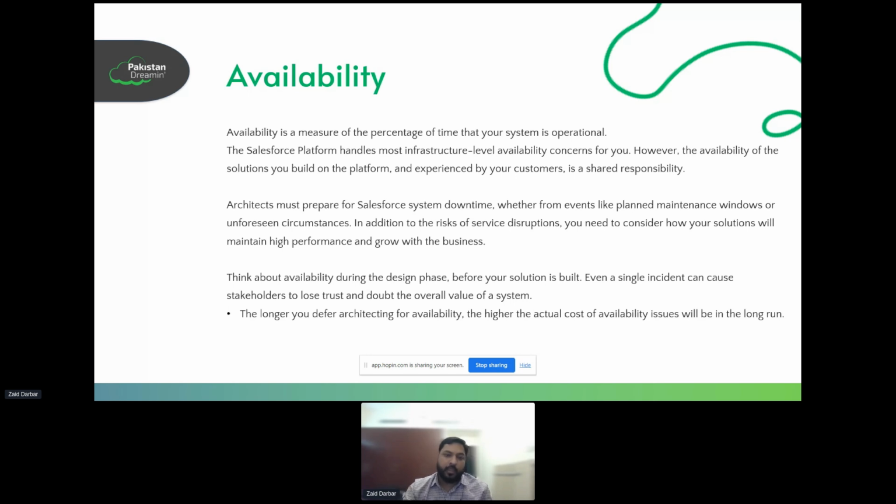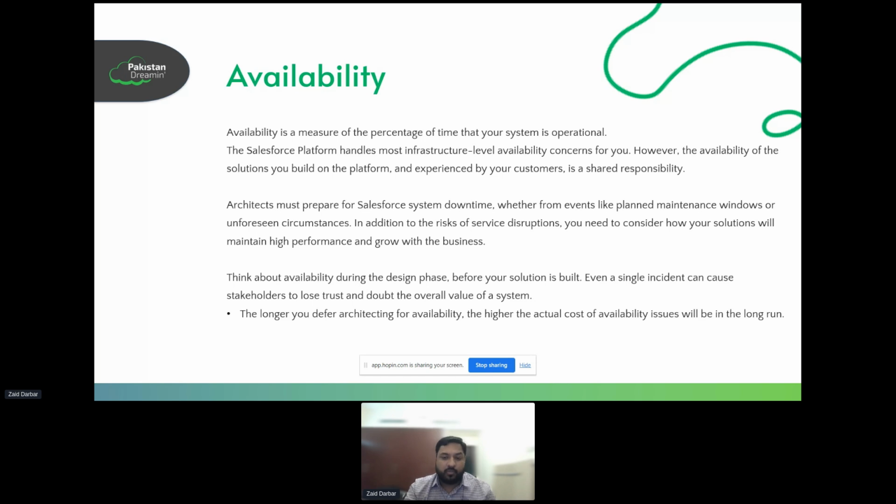So it is a collective responsibility. You should always have downtime, as Salesforce also has some downtime, so that you can prepare for any upgrades or any unforeseen circumstances. And think about availability in the initial part of your solution.